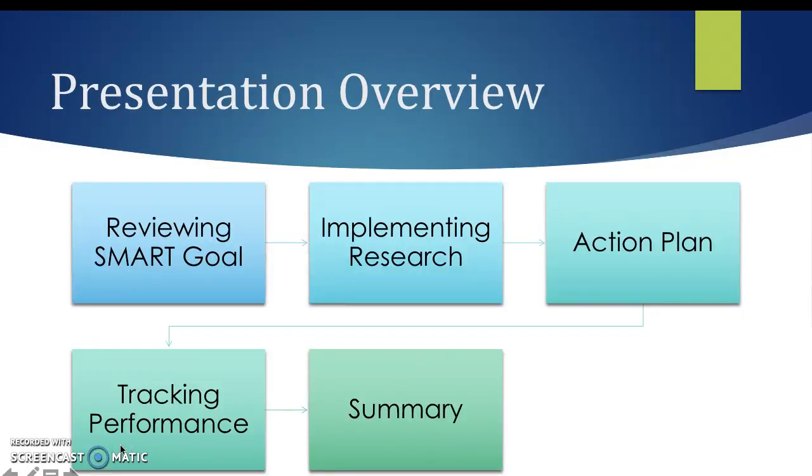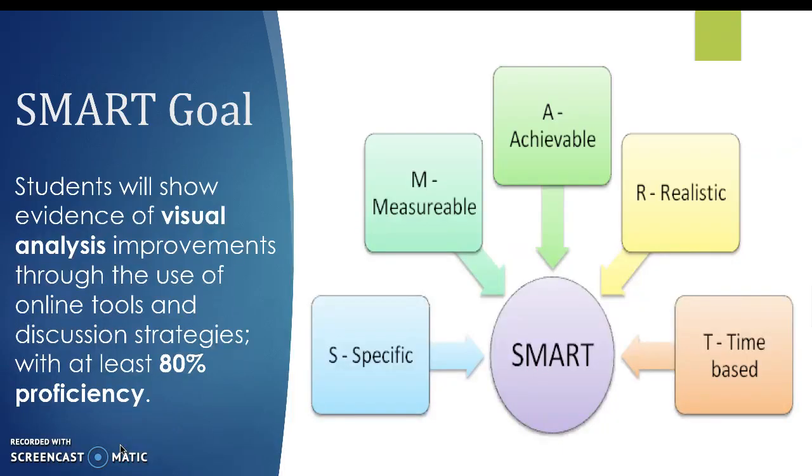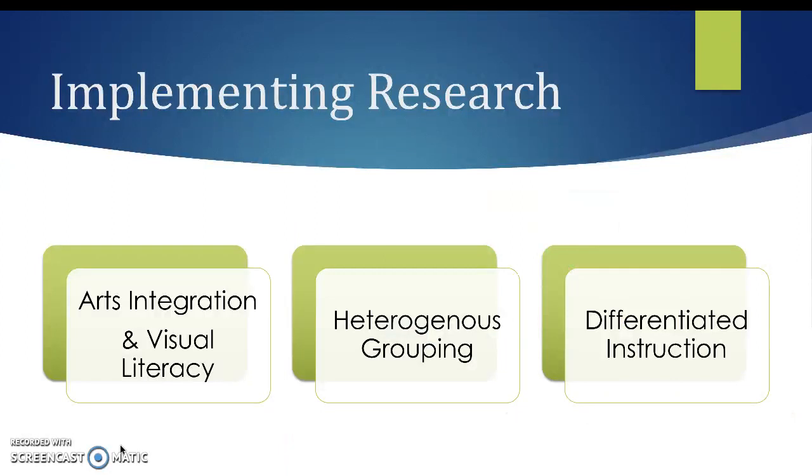First, I'm going to start with an overview of our presentation. The first thing is reviewing our SMART goal from Data Meeting 3. After that, implementing the research into our action plan, and also showing how we're going to track student performance and a final summary. So beginning with our SMART goal, we stated that students will show evidence of visual analysis improvements through the use of online tools and discussion strategies with at least 80% proficiency.